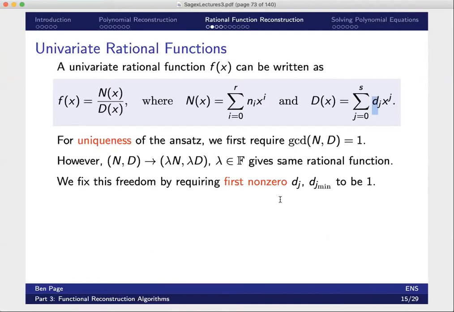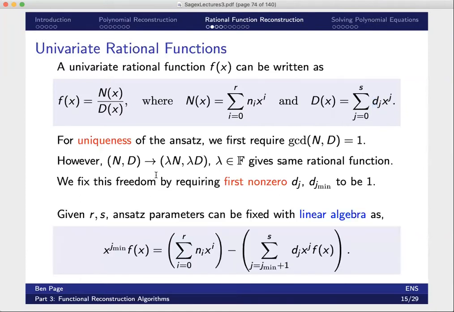Okay, so if we take this as an ansatz, this looks quite different to our linear ansatzing problem from the previous lecture, because I have some ansatz parameters sitting both in the numerator and in the denominator. You might be worried that this is not a problem that I can actually solve by linear algebra anymore. But there is a trick that allows us to get away with this.